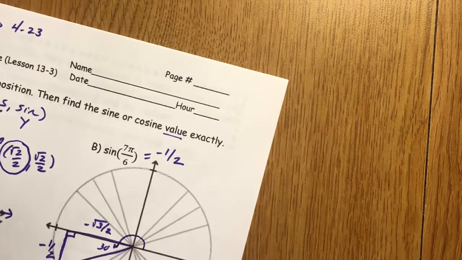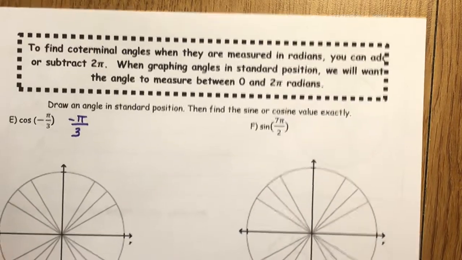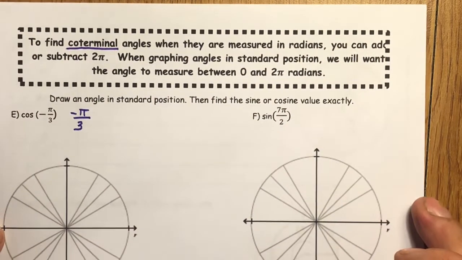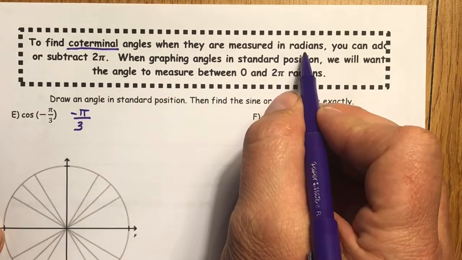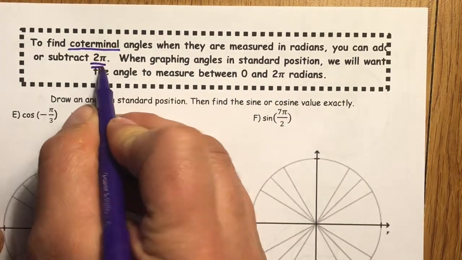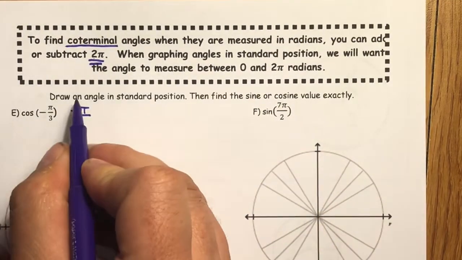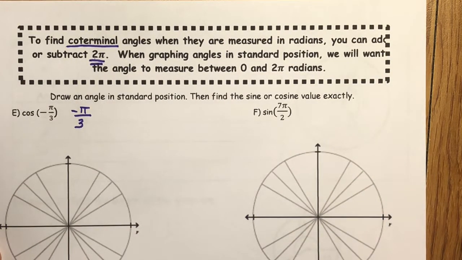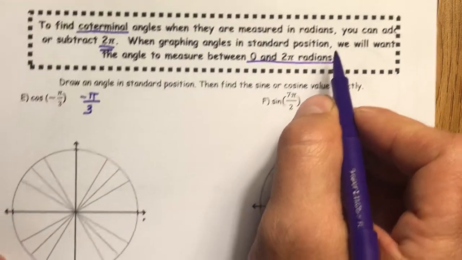All right, good deal. If you turn to the second page of your notes, let me read through this. You guys remember what coterminal means: two angles that share a terminal side. To find coterminal angles when they are measured in radians, you can add or subtract 2 pi. Remember before we added or subtracted 360 for degrees, now we're going to add or subtract 2 pi because we're dealing with radians. When graphing angles in standard position, we will want the angle to measure between 0 and 2 pi radians.